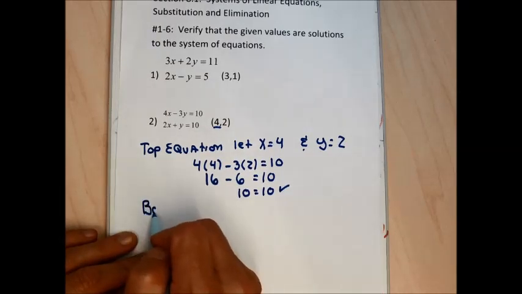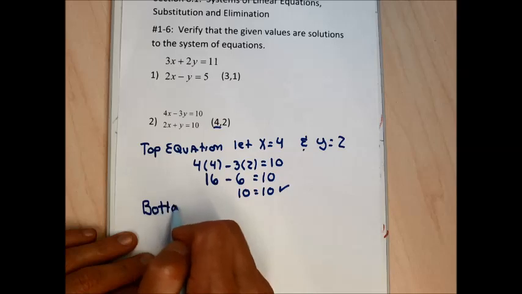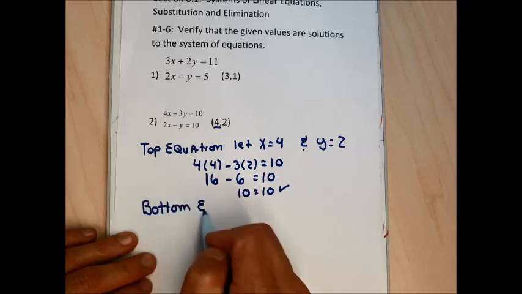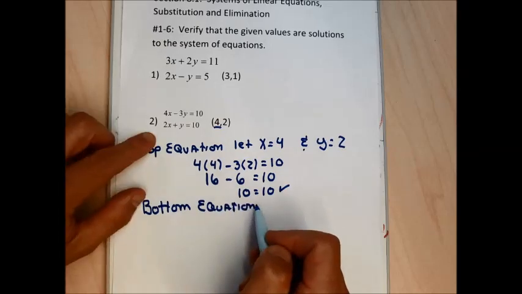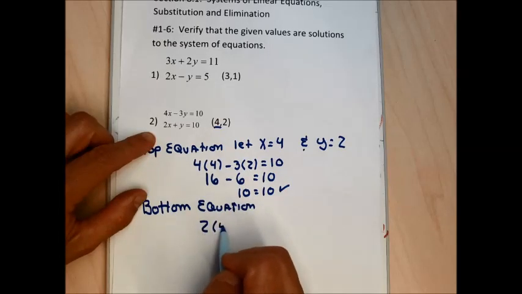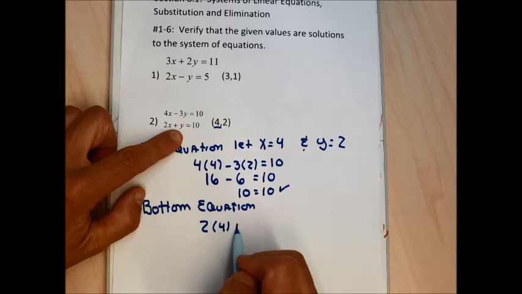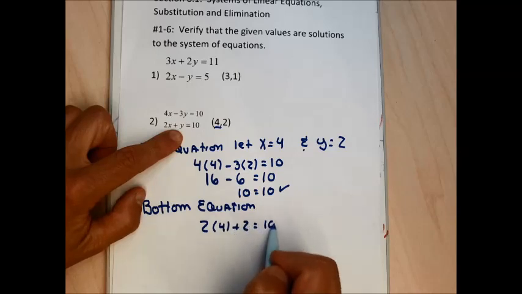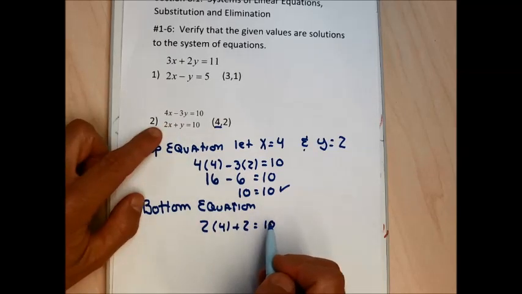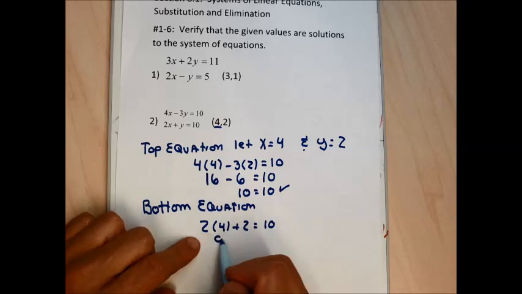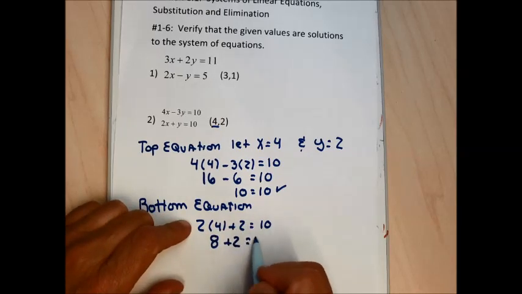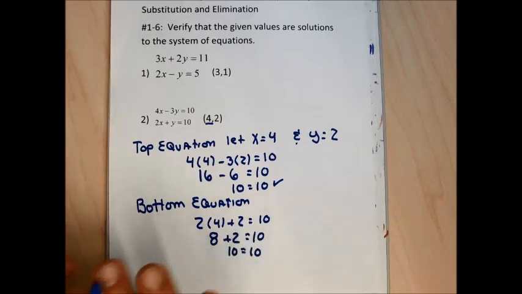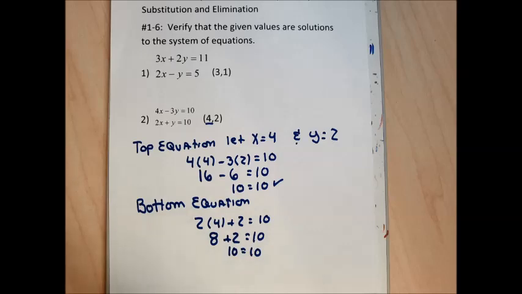For it to be a solution to the system of equations, it also has to be a solution to the bottom equation. So I'm going to do the same thing in the bottom equation. Namely, I'm going to plug in 4 for x and 2 for y and make sure I get a true statement. When I plug in 4 for x, I'm left with 2 times 4, which is 8. When I plug in 2 for y, I'm left with just a plus 2. And this gives me 10 equal to 10. This is everything I need to do for problem 1.